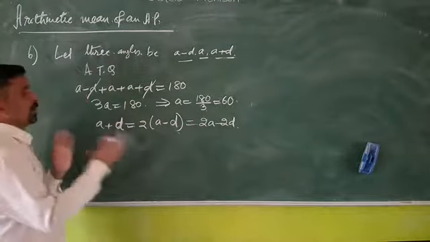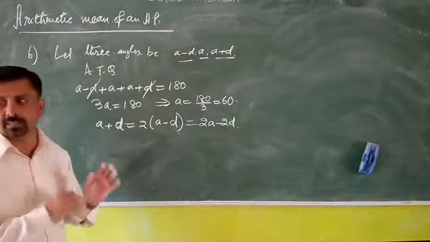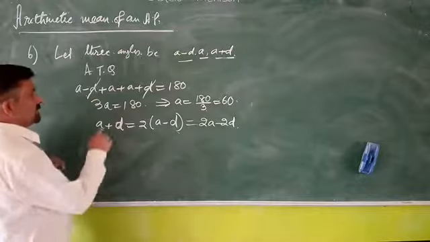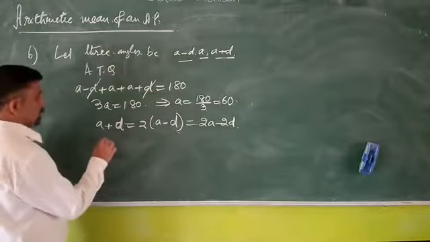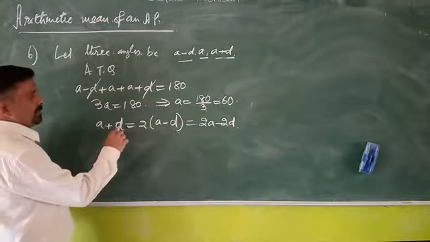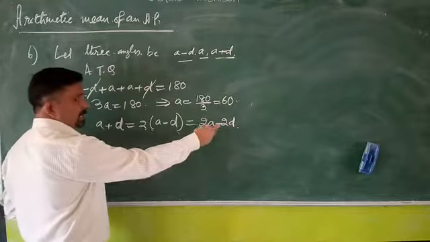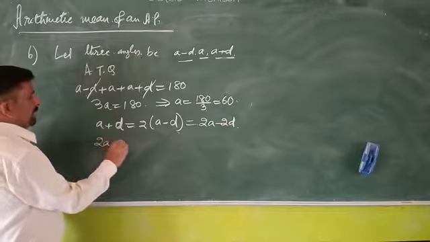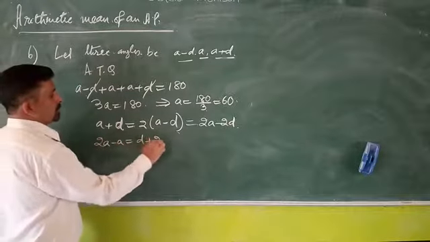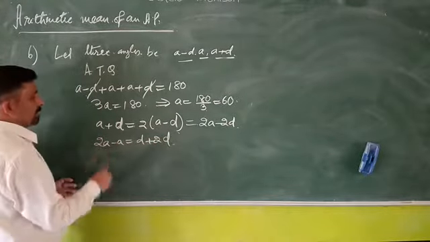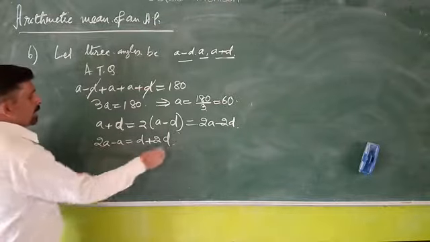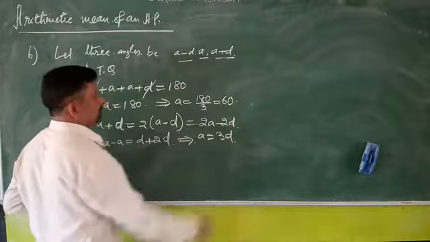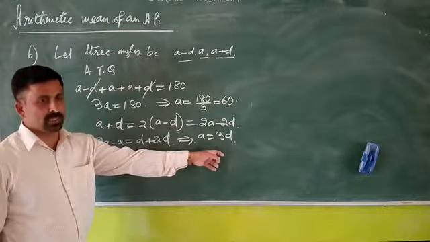After this, we will bring all the A terms together and all the D terms together. Is it okay? So this A will go with this 2A, and this D will go with that D. Is it okay? So I'm taking that side: 2A minus A, and then D plus 2D. This comes to A equal to 3D. This is my new equation. Is it okay? Yes, sir.